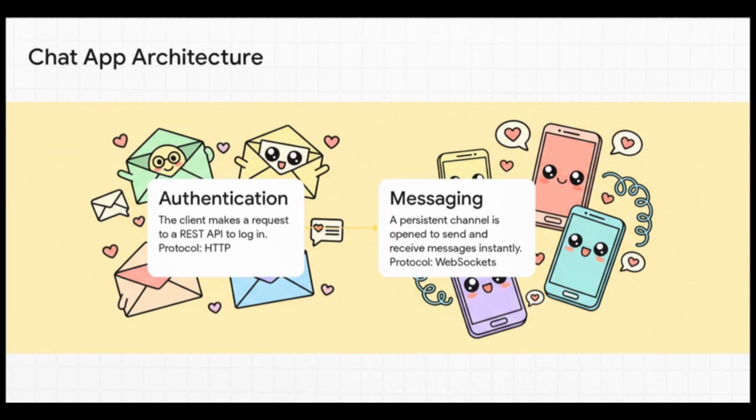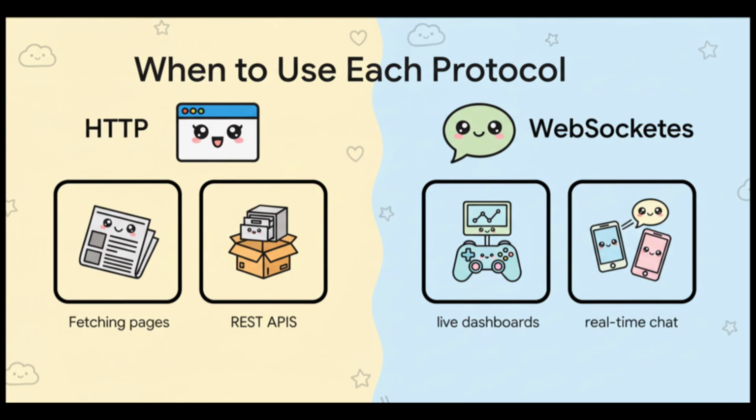For things like logging in or changing your profile picture, you just use a standard HTTP request. It's a simple one-and-done transaction. But for the core feature, the actual chatting, for sending and receiving those messages instantly, you open up a WebSocket. So, the big takeaway here is pretty clear. It's all about using the right tool for the right job. You're going to reach for HTTP for all the standard web stuff, loading pages, images, making basic API calls. But the second you need that instant two-way conversation, we're talking livestock tickers, multiplayer games, and of course, chat apps, that's when WebSockets get to shine.